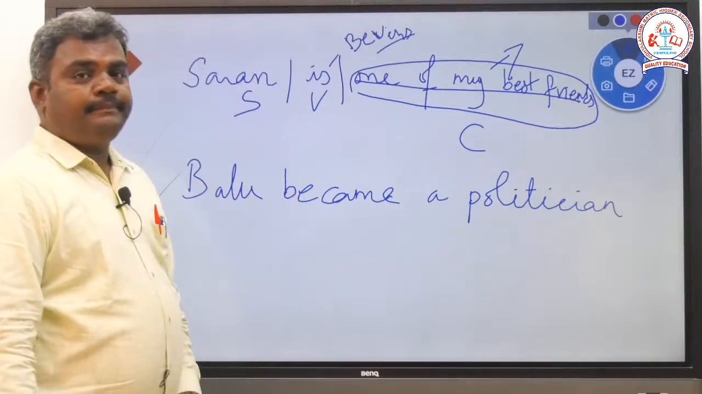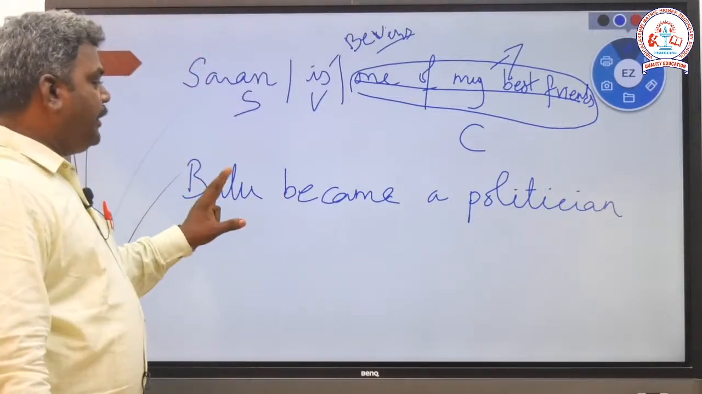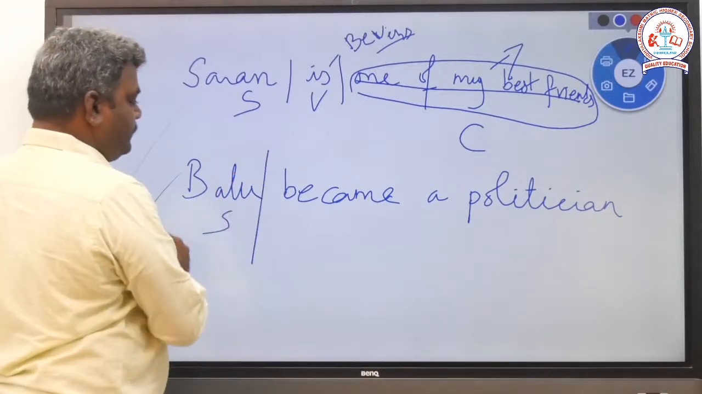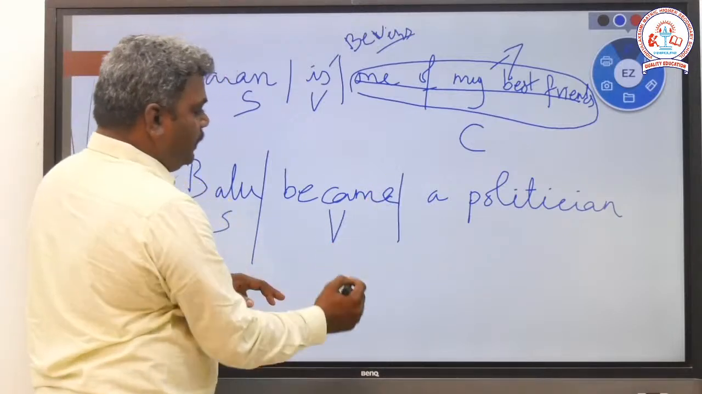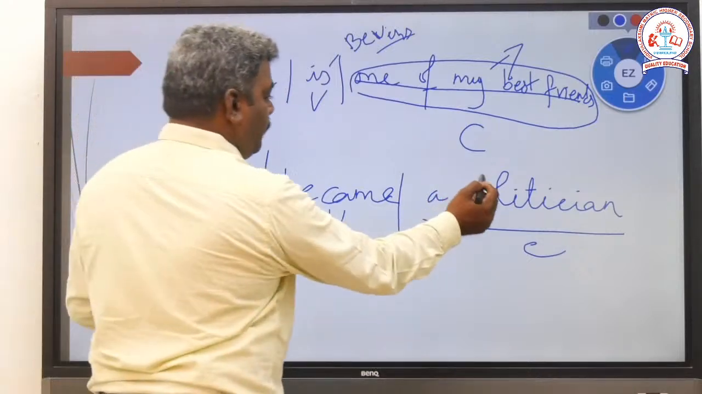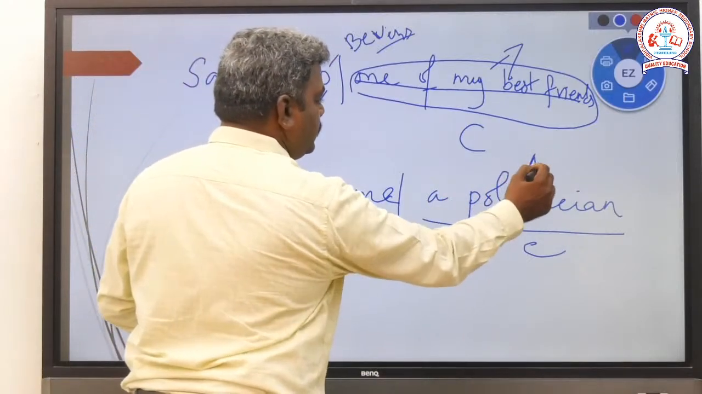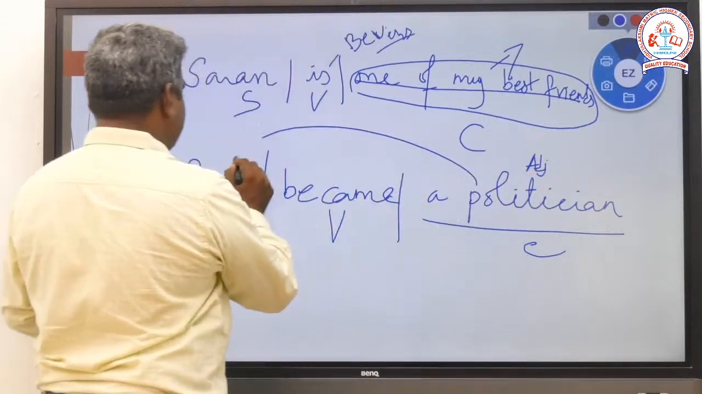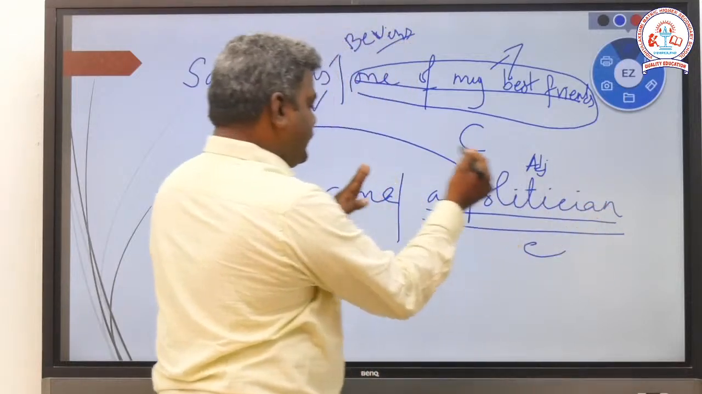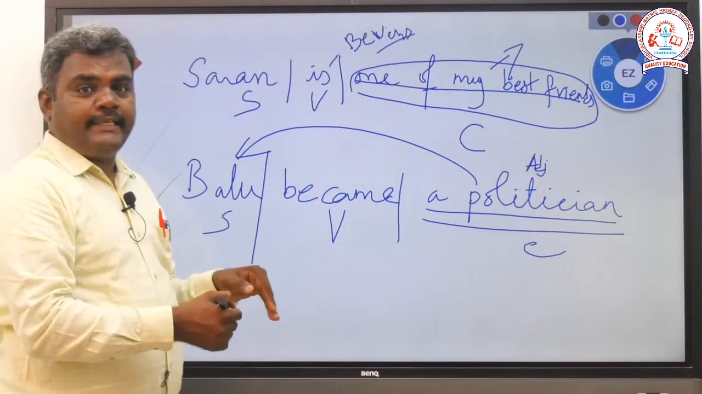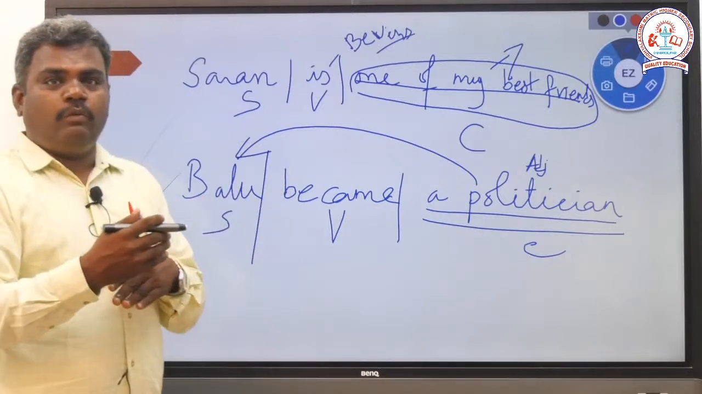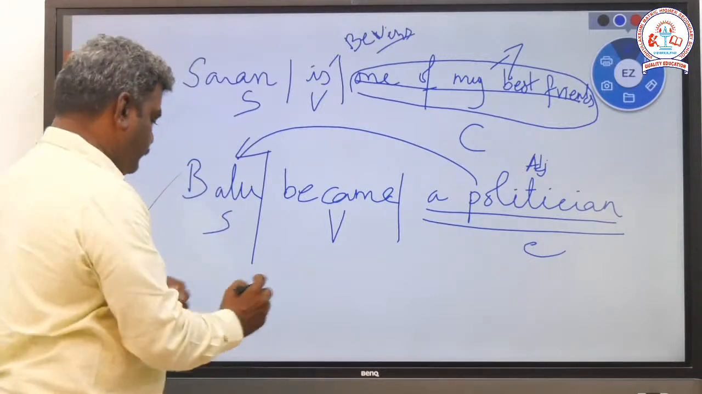Balu became a politician. Sir, till now you didn't teach this kind of sentence, sir. So what is the answer? Very simple. Balu subject, became verb, a politician, C. Because politician is an adjective, it qualifies Balu, and if you remove this word, the sentence is incomplete. So in a simple way, because sometimes some sentences are difficult.